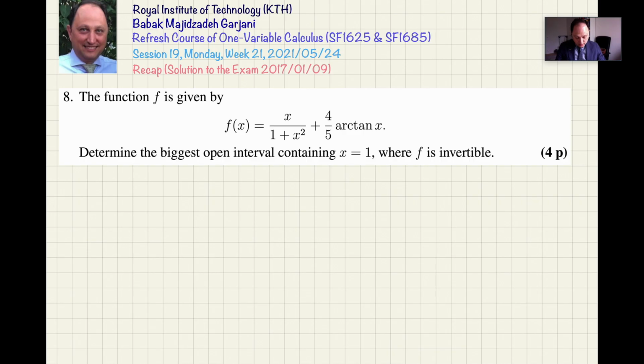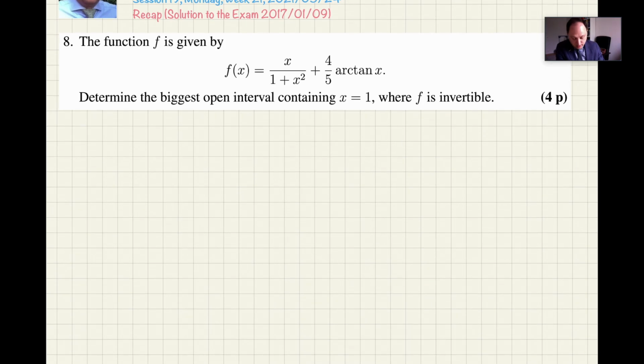I just thumbed through the solution. I think the person who wrote the solution made a calculational mistake. So let me do my calculations again to see how it works. The function f is given by this rule. Determine the biggest open interval that contains x equals 1 where f is invertible.